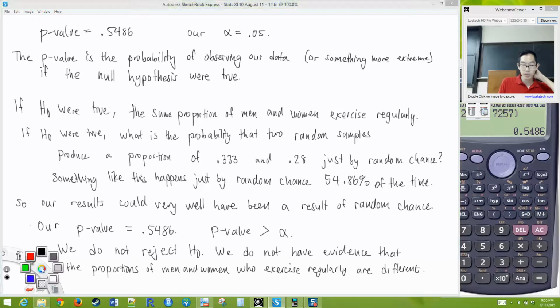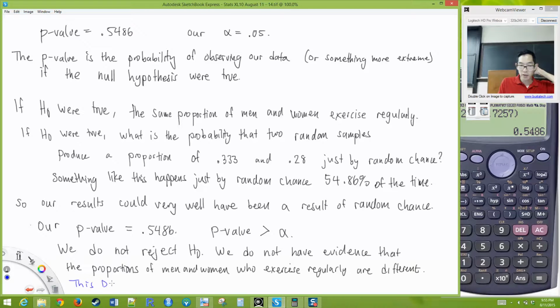Okay, but please note this does not mean that the proportions are the same. So we can say, or we should say, we don't have evidence that they're different. Do not say we have evidence that the proportions are the same. Okay. So we never say we accept the null. We either reject the null or we do not reject it.